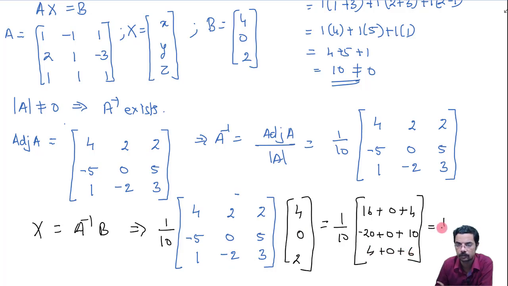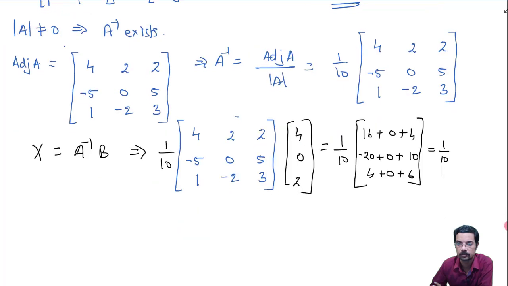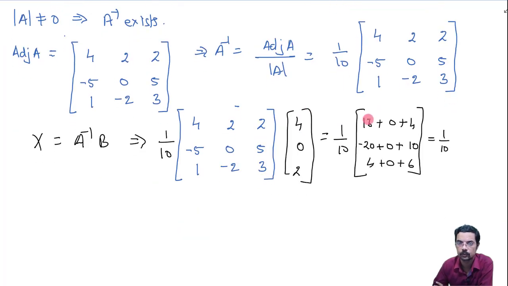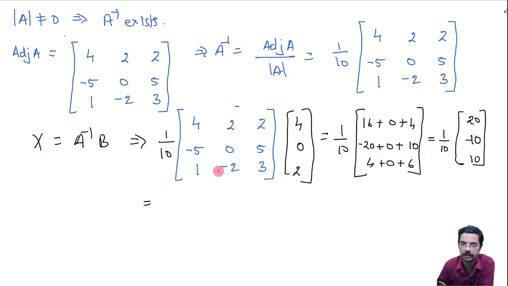So finally what we have here is 1 by 10 into 16 plus 4, which is 20, minus 20 plus 10 is equal to minus 10, then 4 plus 6 is 10. We have this solution here. So that will be equal to, if you multiply this 1 by 10 into each one of these elements, when you divide by 10 we get 2, then minus 1 and 1.